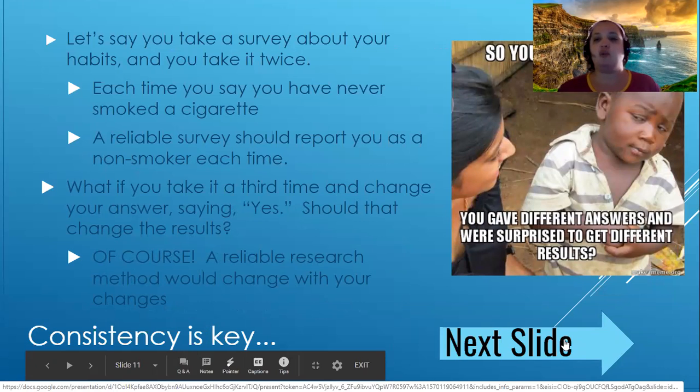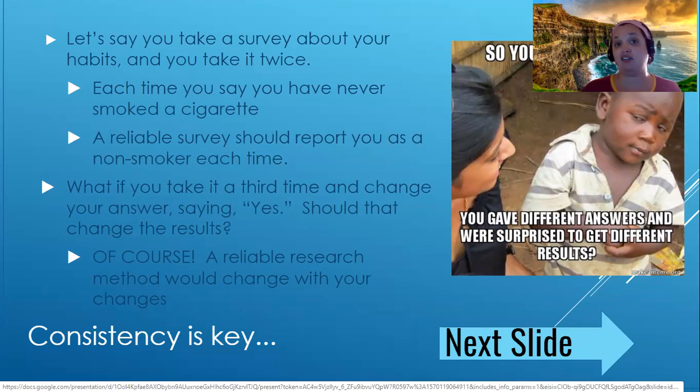All right. So we want to look at the consistency. Imagine you take a survey about your habits and you take it 2 times. And in each case, you say, I've never smoked a cigarette. In that case, that survey, if it's reliable, should report you as a non-smoker each time, right?